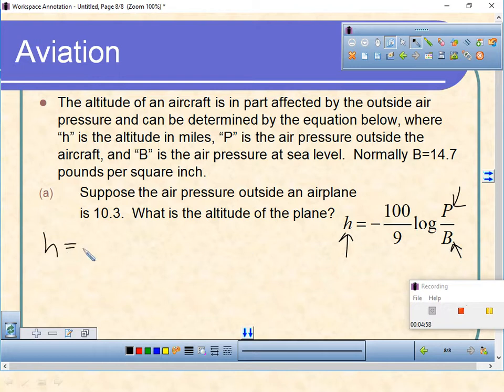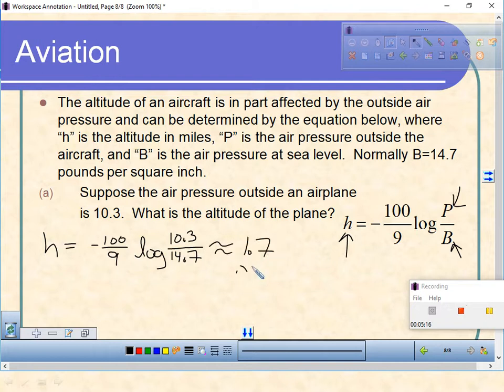So if I want to know the height of a plane, I would simply put in negative 100 over 9 times log of, in this case, I want to know what the altitude is when the air pressure is 10.3 pounds per square inch outside with a normal air pressure of 14.7. If you type this in, you would get approximately 1.7, and so that means that my airplane is approximately 1.7 miles up in the air, and that would be the answer for that.